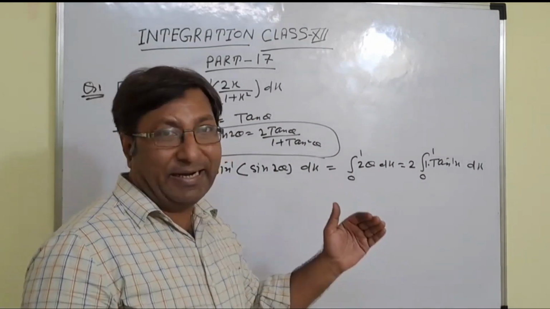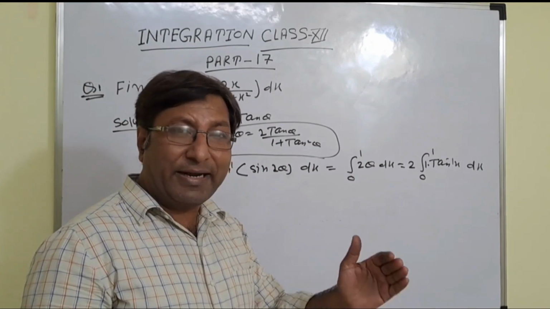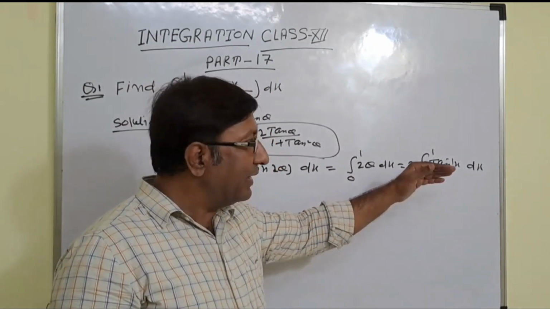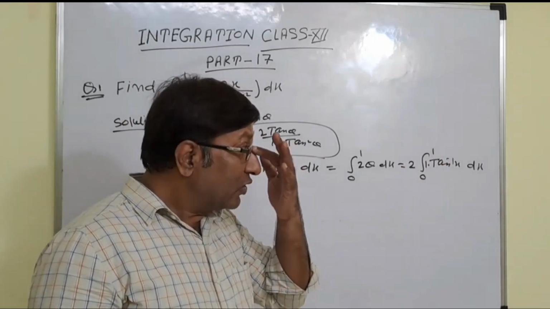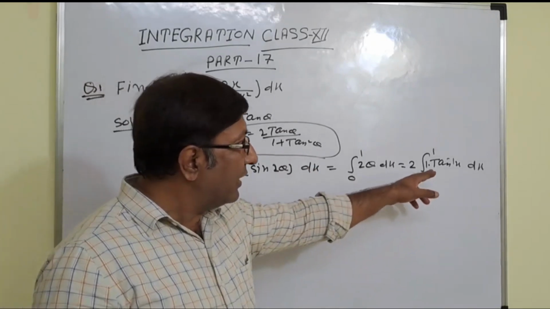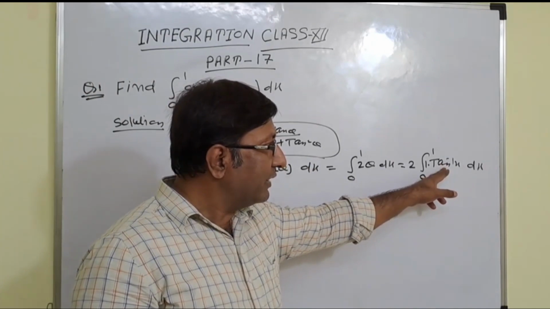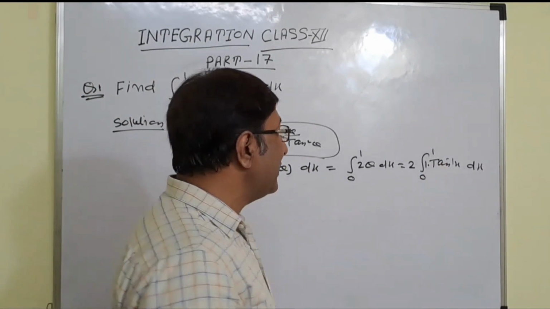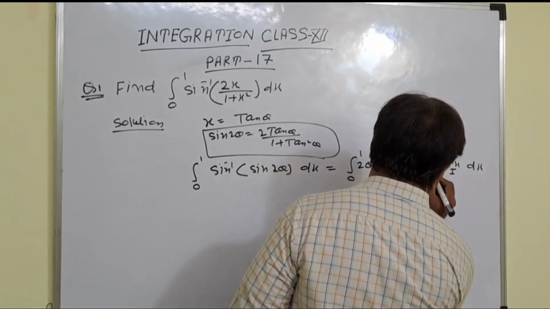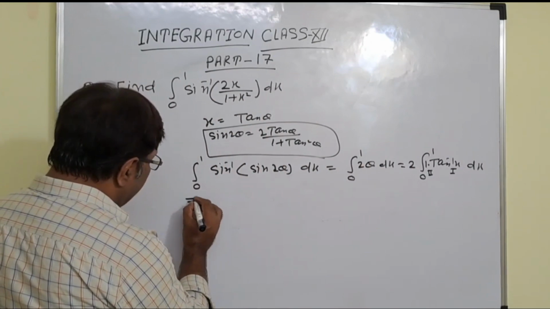Now you know ILATE: inverse, logarithmic, algebraic, trigonometric and exponential. So here 1 is algebraic and tan inverse x is an inverse function. So inverse comes first, and this is algebraic, so we'll take tan inverse x first. So inverse is the first function and this is what? Second function. Now you know integration by parts is what?